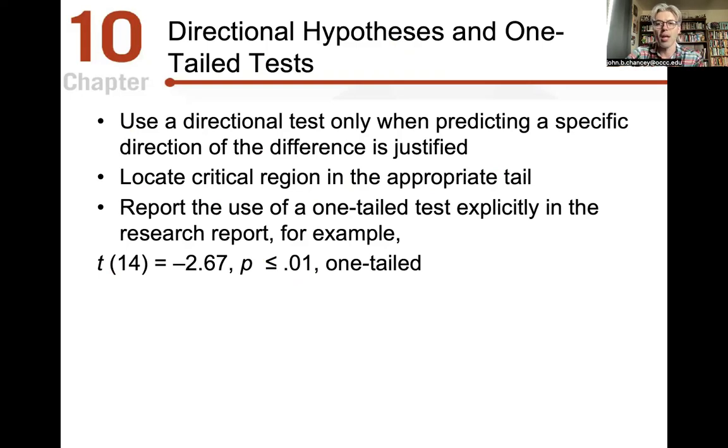So typically we are talking about non-directional tests. You can use directional hypotheses when you're predicting a specific direction for the difference and it's justified, like you have a reason why you think the difference is there.